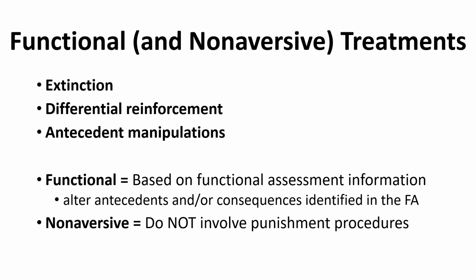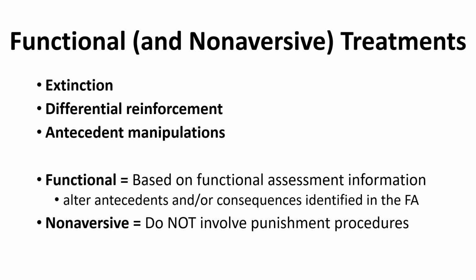When we say that something is functional, we're basically saying that it's based on a functional assessment of the information in the situation we're looking at. So we can identify the antecedents and or consequences in a functional assessment, and then we can choose to alter those in such a way as to reduce that behavior. These are also going to be non-aversive because they're not involving punishment procedures.